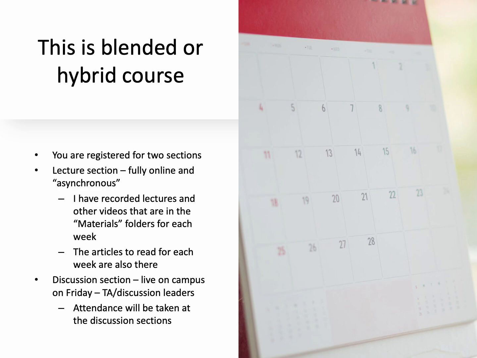So as I said, this is a blended or hybrid course, meaning that you are registered for two sections. The lecture section, that's this one, is fully online, asynchronous, no classroom. As I said, I've recorded the materials. The articles for you to read are up there. But the discussion sections on Friday, those are live and on campus. You're all registered for one of them with one of our two TA discussion leaders, Amir Toomey and Troy Gaston, and they will be taking attendance at the discussion sections. Those are mandatory attendance sections, okay? So don't miss those. They are very important. They're part of the course. We are grading you in part on your attendance.